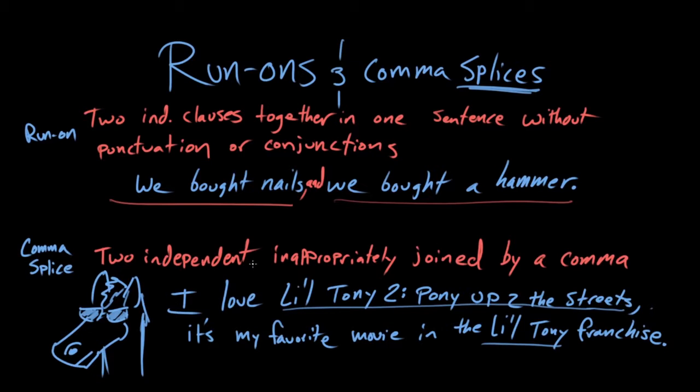Oh, and this whole time, I forgot to say, two independent clauses inappropriately joined by a comma. So we've got independent clause number one. Remember, this thing could stand on its own as a sentence. I love the name of this movie. I love Lil Tony 2, Pony Up to the Streets. That could be its own sentence on its own, end it with a period. Period. It's my favorite movie in the Lil Tony franchise. Period. But we have these two independent clauses, right?